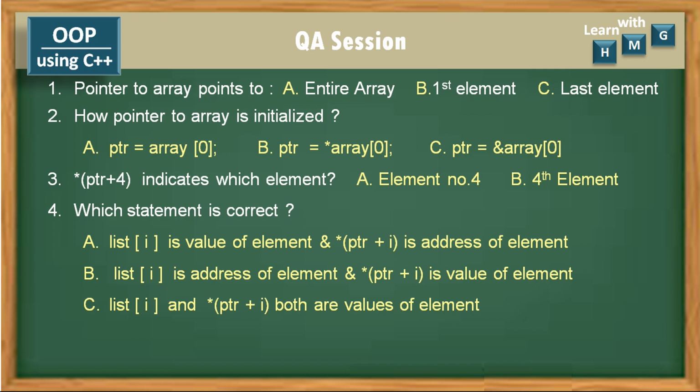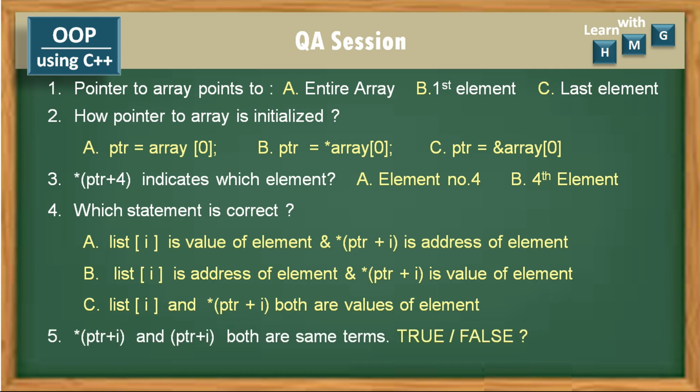The question number 5: *(ptr + i) and ptr + i. So these are 2 different terms again in terms of pointer, and you have to identify whether these two terms are same or different. That is the statement, and whether this statement is true or false, you have to identify it. And the last question is what ptr + i represents. Whether it is representing address or value.